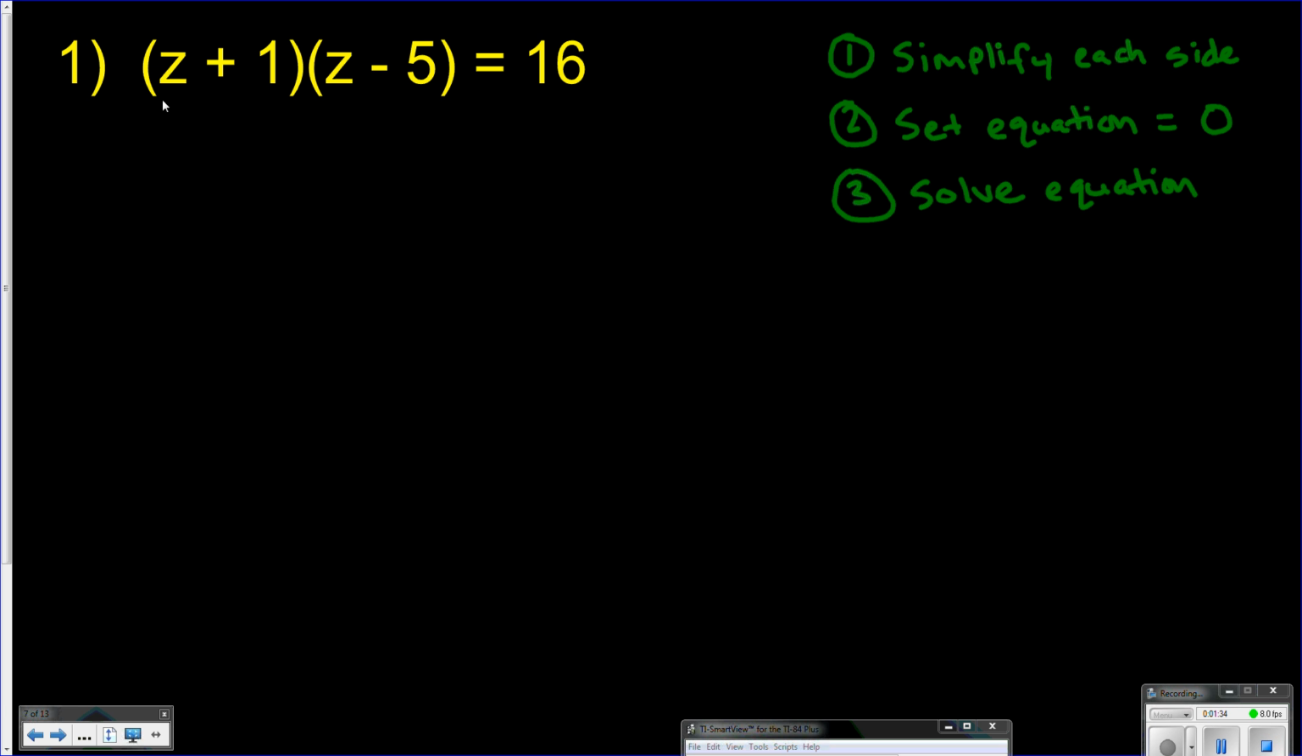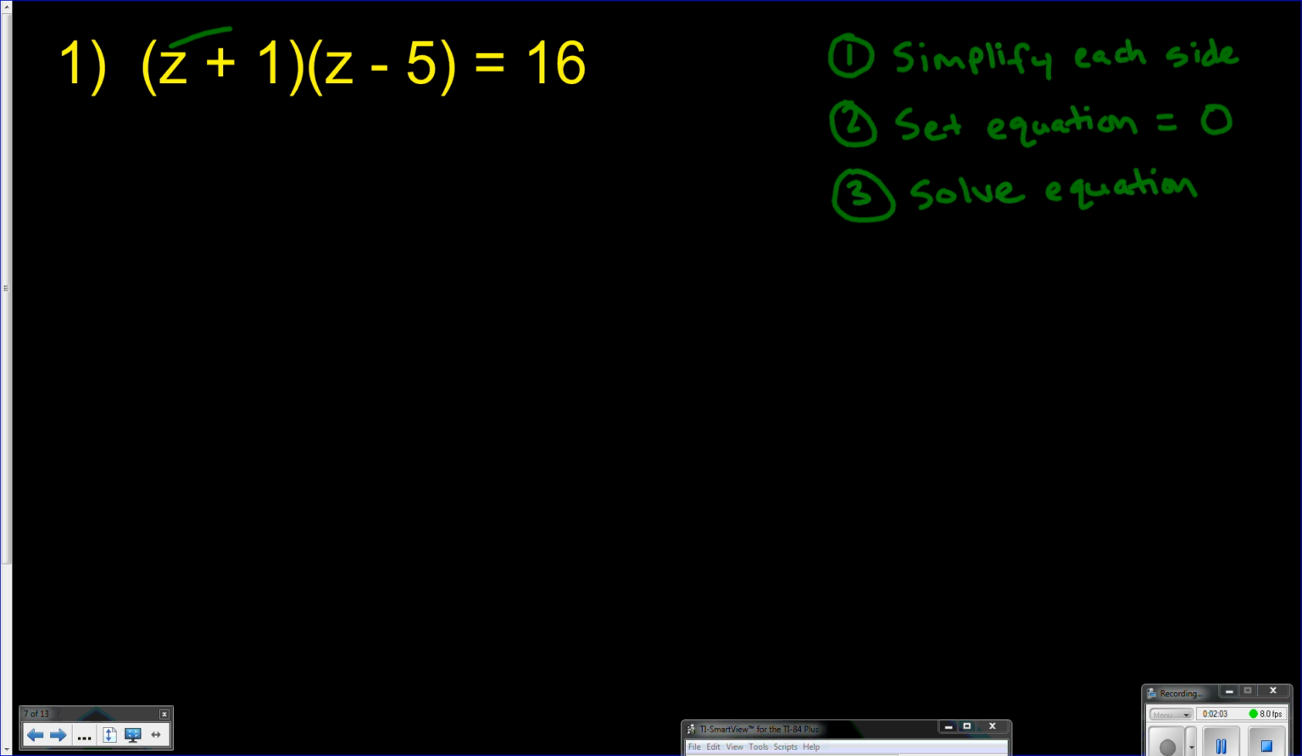So starting out, number 1, the z plus 1 and the z minus 5 equals 16. First thing we need to do is simplify this side. So we're going to need to multiply these together. Now you can use a variety of methods. You can use the generic rectangle, or you can use the FOIL method, however you wish to do it there. So with this one here, I will go ahead and just FOIL. So I'm going to distribute each part of this binomial through the other one.